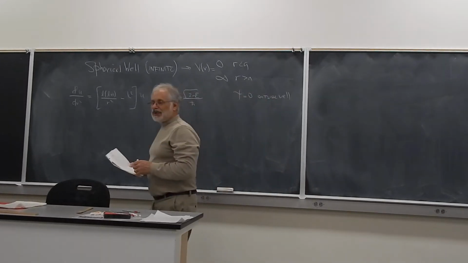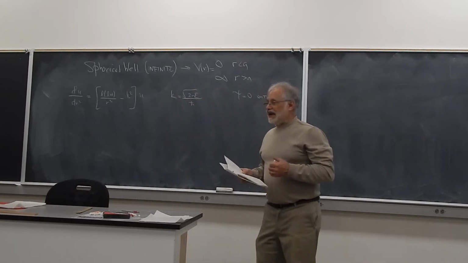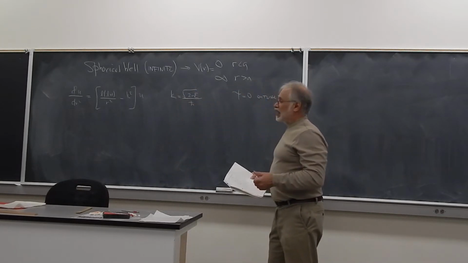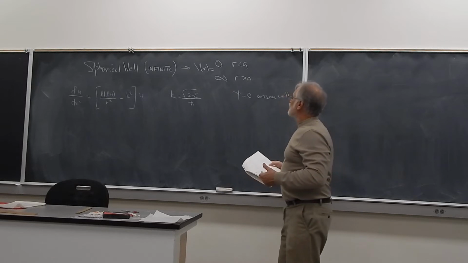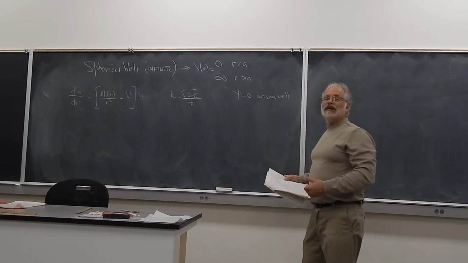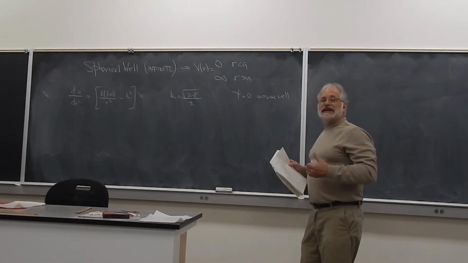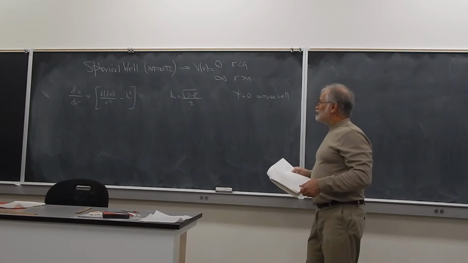Our first example of solving the radial equation will be the infinite spherical well. In that case, the spherical well, V of r is equal to 0 inside the well, r less than a, but it's infinity outside the well.